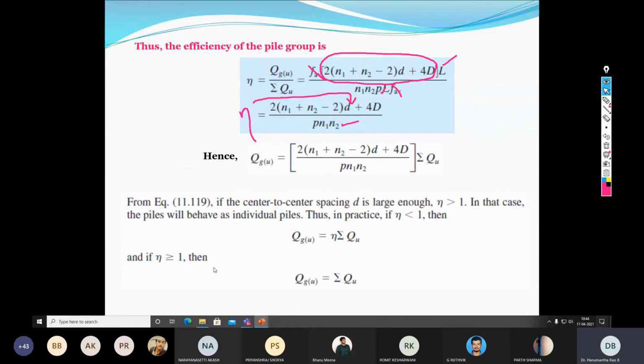If eta is greater than or equal to 1, the pile group capacity is nothing but the individual pile capacity multiplied by the number of piles. If the efficiency is less than 1, then that efficiency should be multiplied with the pile capacity of the individual pile multiplied with the number of piles.